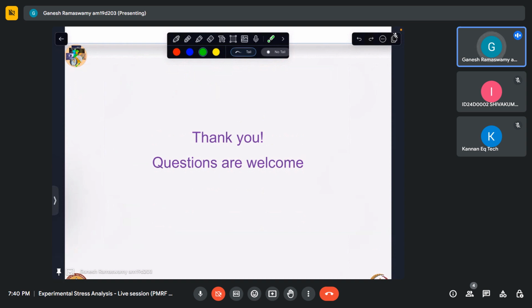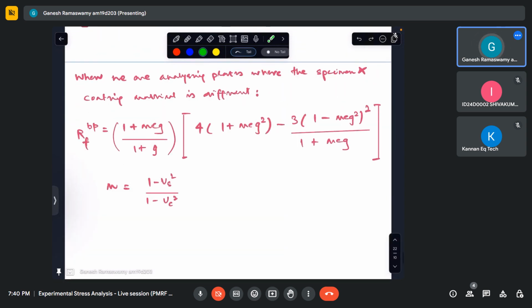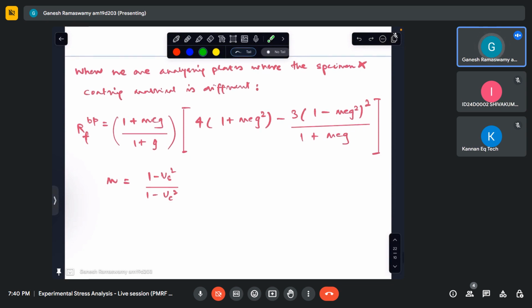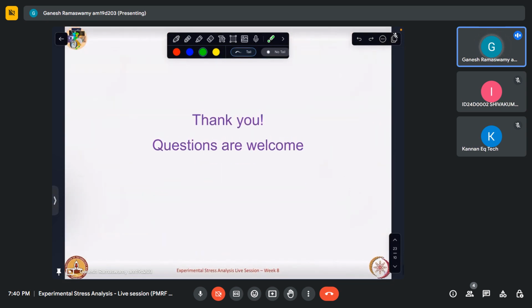And from this photoelastic coating, now we will move on to brittle coating, where many things remain the same, but there are some other nuances that we'll look into.